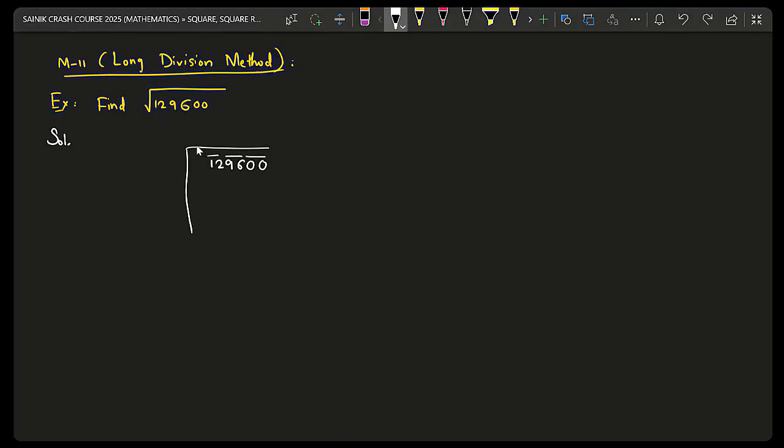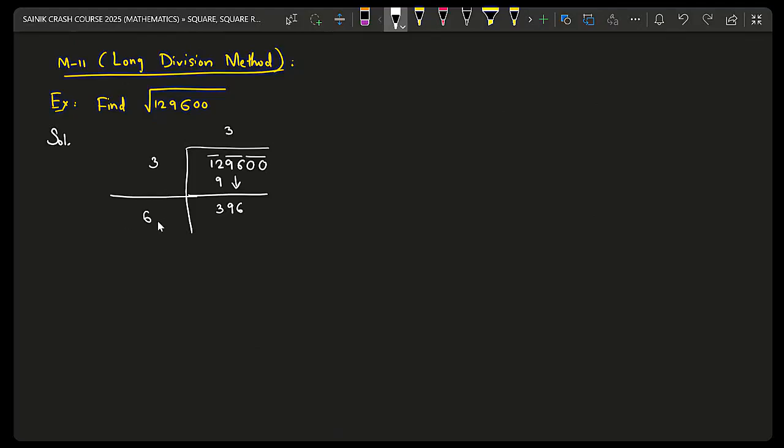So 3 threes are 9. Now you subtract. 12 minus 9 is 3. Immediately you take down the next group. The next group is 96. You take it down, 96 here. Whatever number is left here, you make it double. 3 twos are 6. Just write 6.